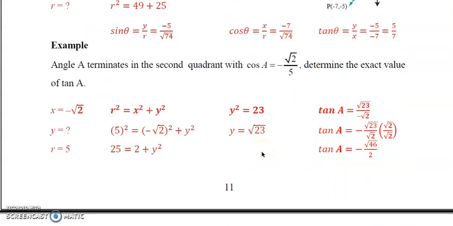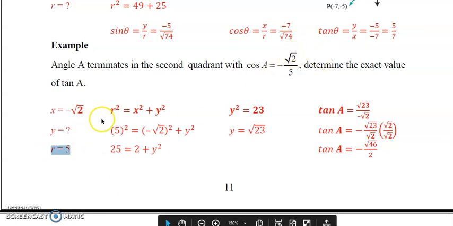Let's look at the next example. It says angle A terminates in the second quadrant with the cos of A equal to negative square root 2 over 5. Determine the exact value of tan A. So we know we're in quadrant 2. That means our x value is negative square root 2, and our r value will always be positive, 5. Right? So if it's negative, that'll go with the numerator. Okay? So we calculate the y value.